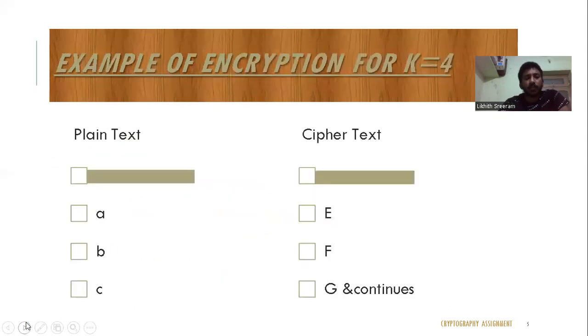Before we go to the next topic, we'll see an example of encryption for k equals 4. Here k is the key. We are giving the receiver a hint called a key with 4 letters. 4 represents the number of letters going down after the plain text. So if the plain text is A, the ciphertext will be E because we are adding 4 to the plain text. A is E, B is F, C is G, and it continues.